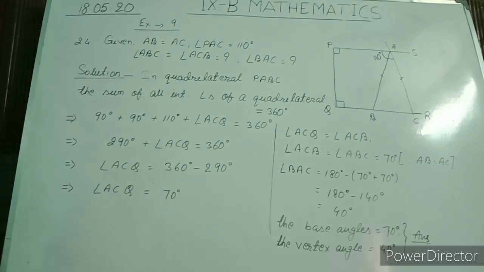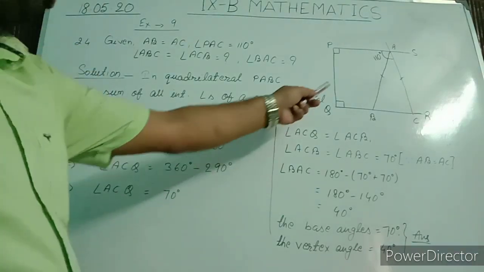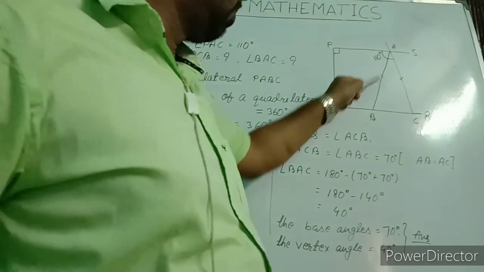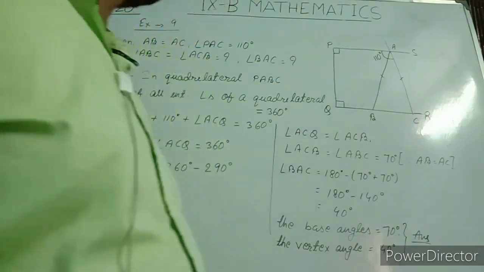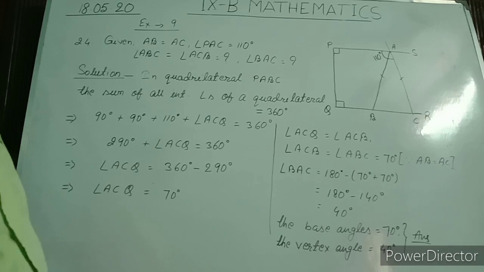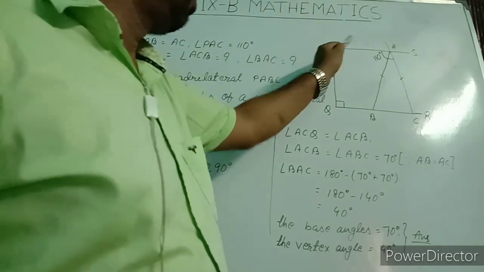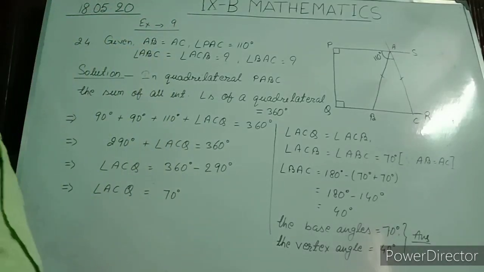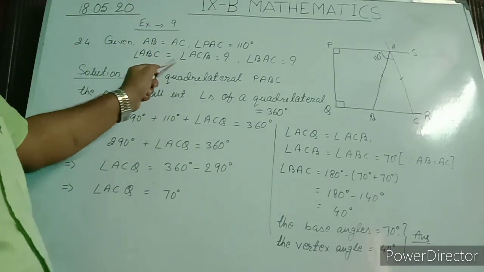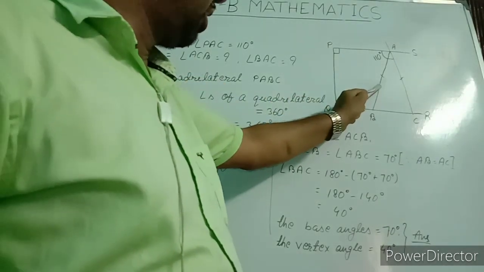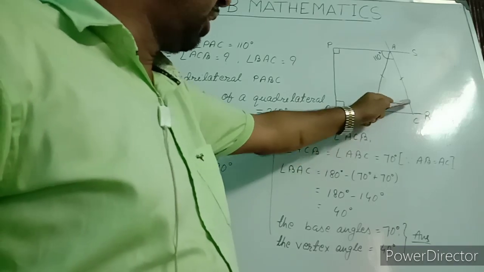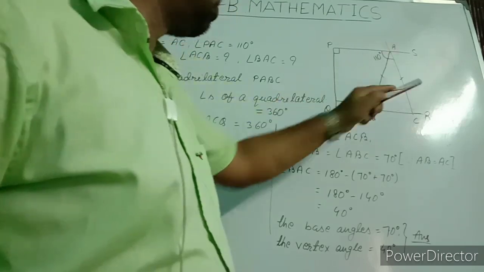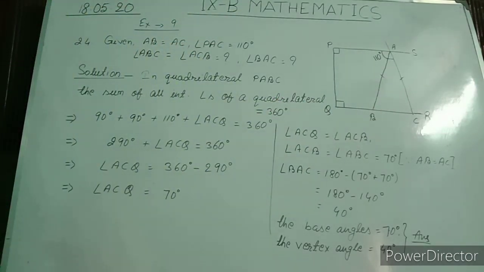In question number 25, this is the given figure in which AB equal to AC. These two sides are equal. It means ABC is an isosceles triangle, that is given in the question. And angle PAC equal to 110 degrees. We are asked to find out the base angles of this triangle, I mean angle ABC and angle ACB, and the vertex angle, I mean angle BAC. These three angles are asked to find.